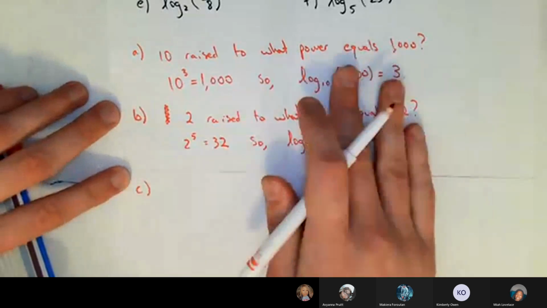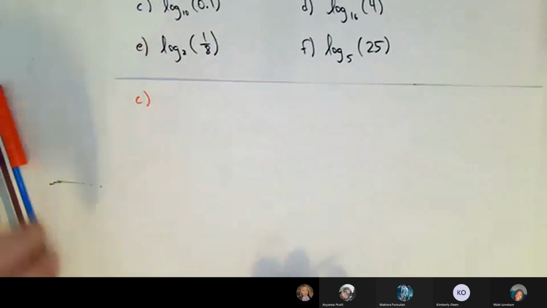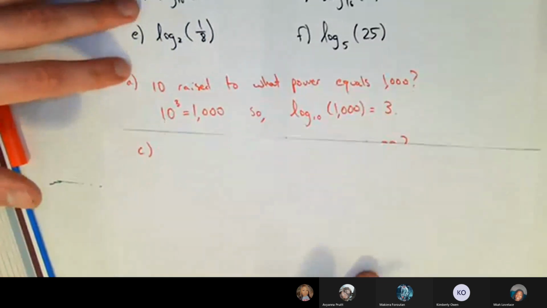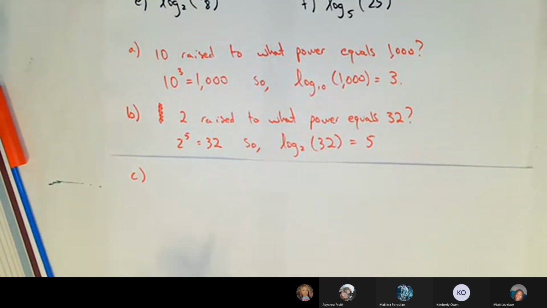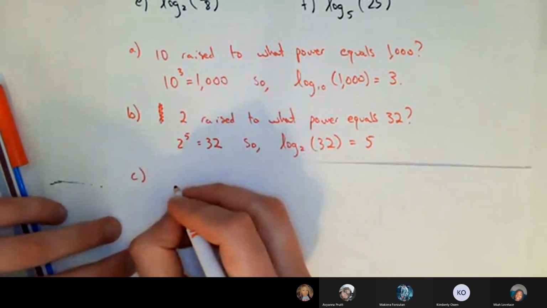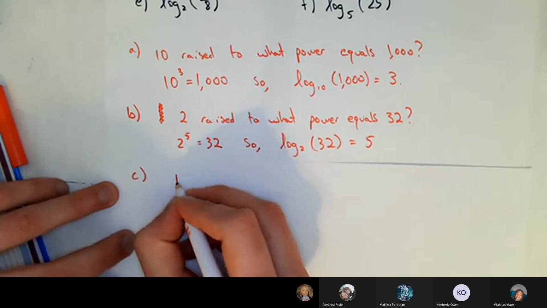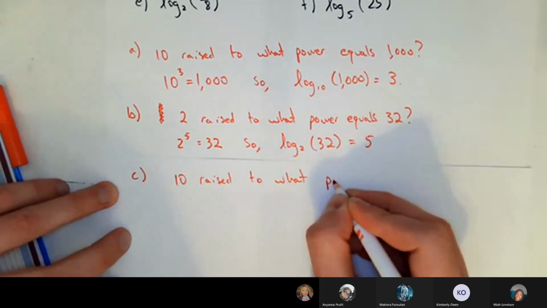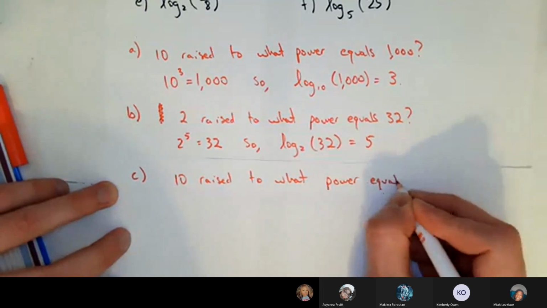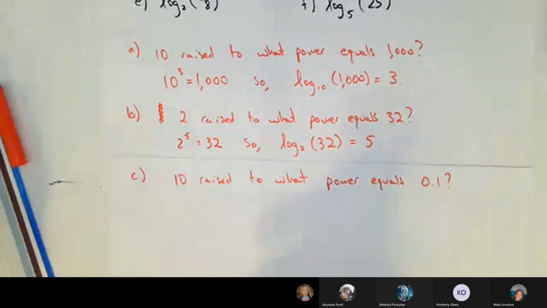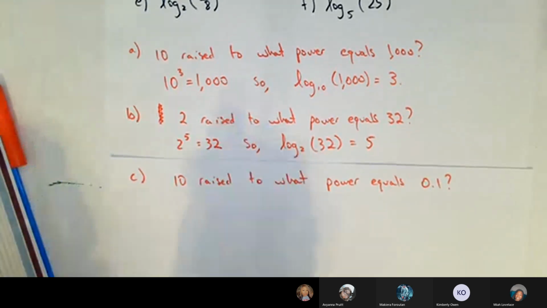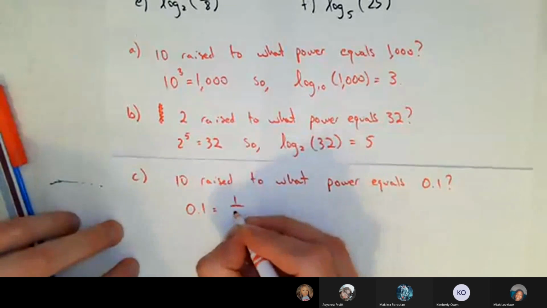Part C says log base 10 of 0.1. Log base 10 of 0.1 is asking the question, okay, the base is 10, so 10 raised to what power equals 0.1? That is interesting, right? And you may think, oh, well, this must be one of the ones that we need a calculator to solve for. But we don't, because we know that 0.1 is equal to 1/10.